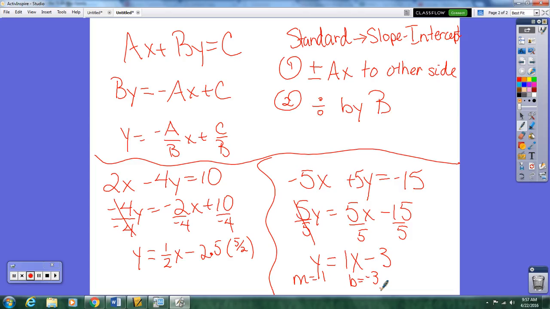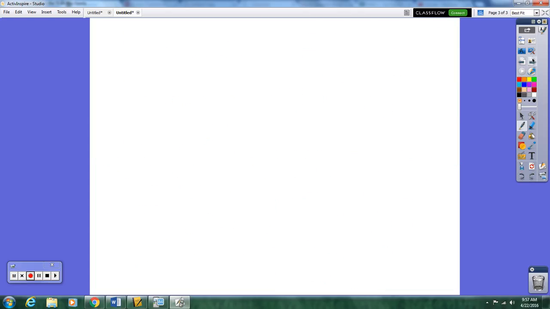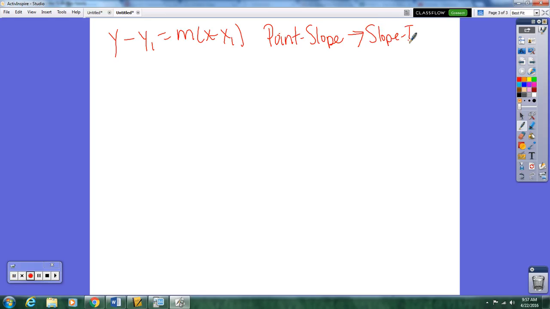So this time we're going to go from point slope to slope intercept. Again, just review, but we need to make sure we know how to do it. And we want it in that y equals mx plus b form. So who can tell me what our first step is there? What would our first step be?